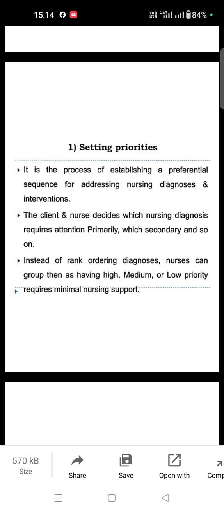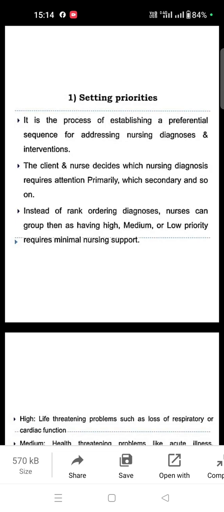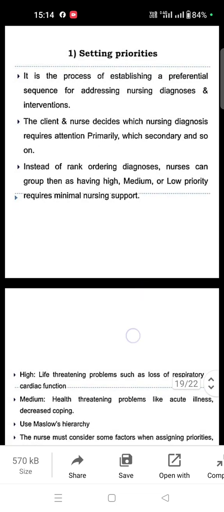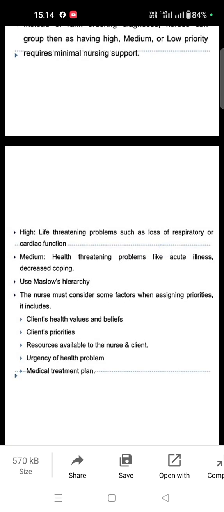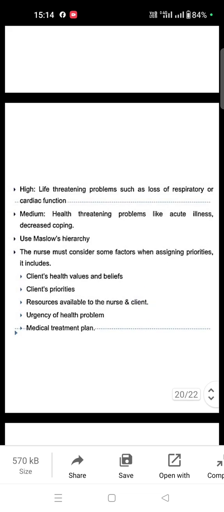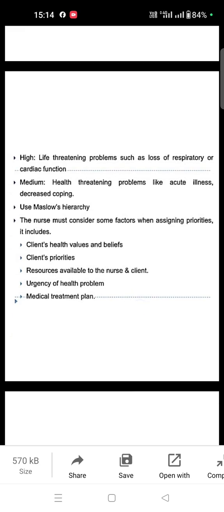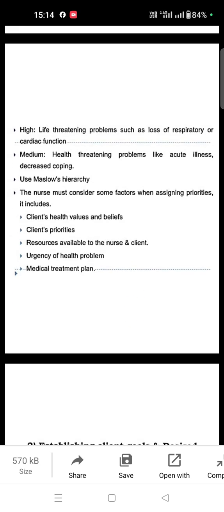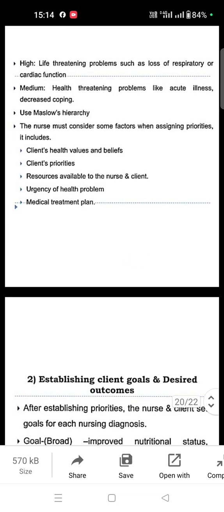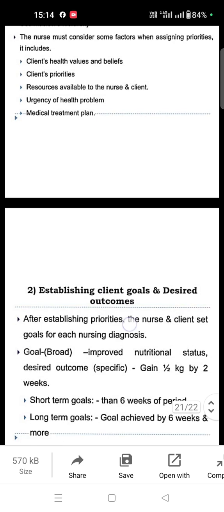Setting priorities means addressing the nursing diagnoses and interventions. Primarily we give attention to the priority problem and secondarily to the others in the ongoing process. Rank ordering diagnoses means nurses can group them as high, medium, or low priority. Low priority requires minimal nursing support. High means life-threatening problems such as loss of respiratory and cardiac function. Medium means acute illness and decreased coping. Here we can use Maslow's hierarchy theory. Also consider the client's health values and beliefs, client priorities, resources available to the nurse and client, urgency of the health problem, and medical treatment.